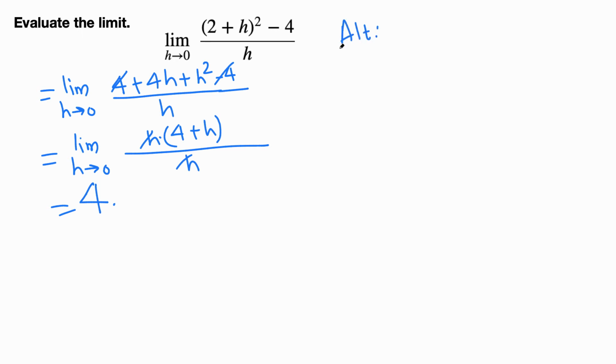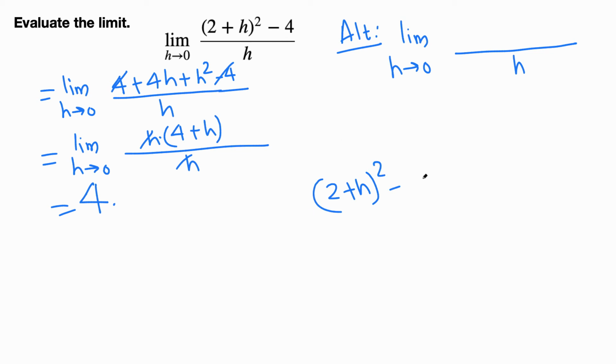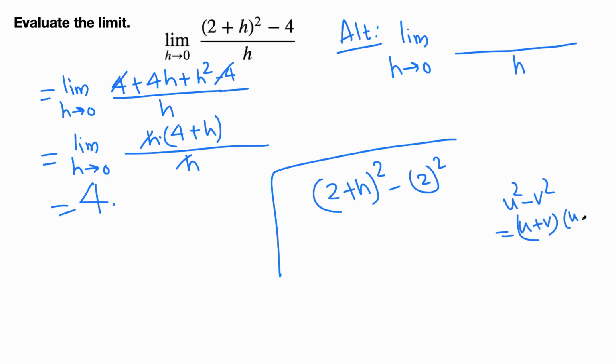Alternatively, we can factor the top and cancel h at some point and evaluate the limit. Let's do that. So limit as h goes to 0, h. It's not easy to see, but the top is (2 + h)² − 4. 4 is 2 squared. And this way we can see this is a difference of squares, like u squared minus v squared, (u + v)(u − v).